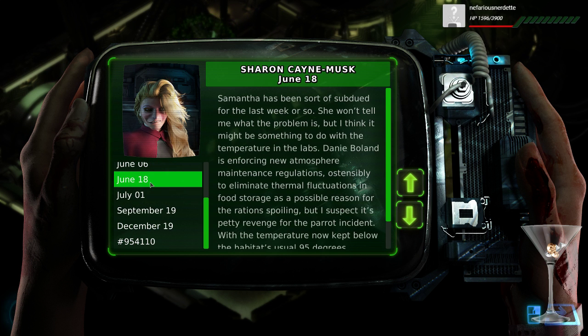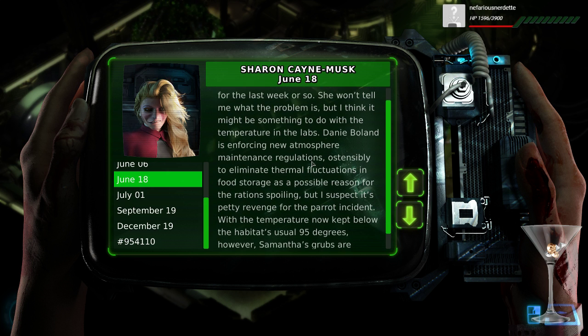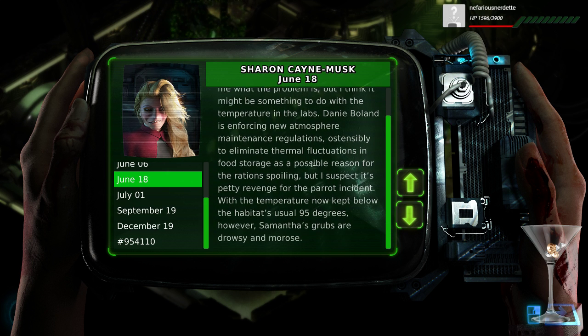Samantha has been sort of subdued for the last week or so. She won't tell me what the problem is, but I think it might be something to do with the temperature in the labs. Danny Boland is enforcing new atmosphere maintenance regulations, ostensibly to eliminate the thermal fluctuations in food storage as a possible reason for the rations spoiling. But I suspect it's petty revenge for the parrot incident. With the temperature now kept below the habitat's usual 95 degrees, however, Samantha's grubs are drowsy and morose.